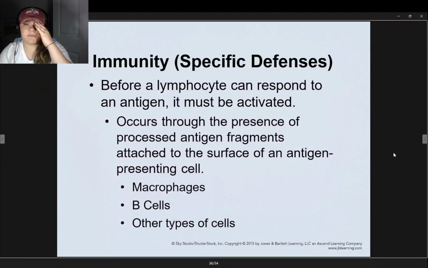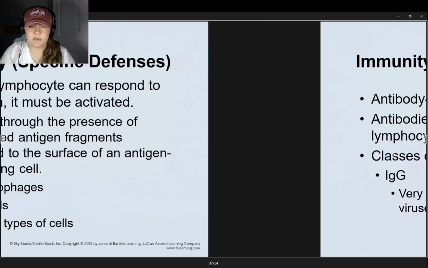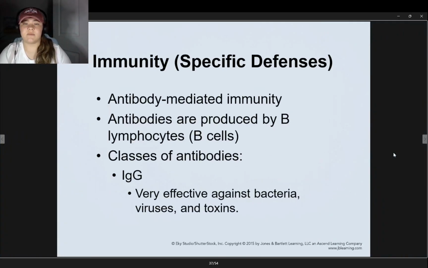Before a lymphocyte can respond to an antigen, it has to be activated. This occurs through the presence of processed antigen fragments, which attach to the cell surface of an antigen-presenting cell. You've got the macrophages, B cells, other types of cells. Antibody-mediated immunity: antibodies are produced by B lymphocytes, which are B cells.